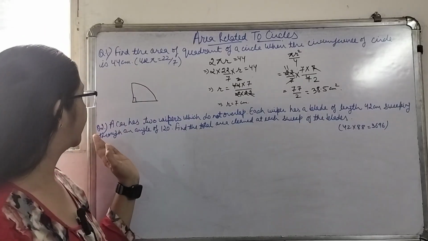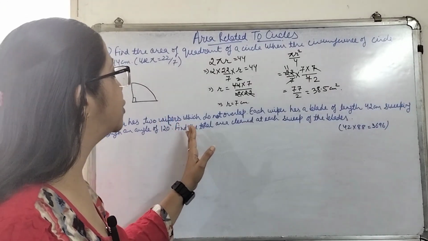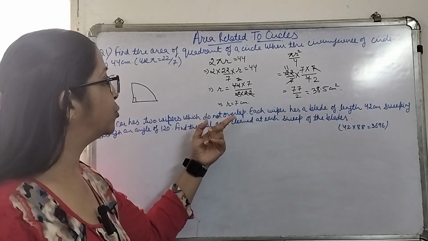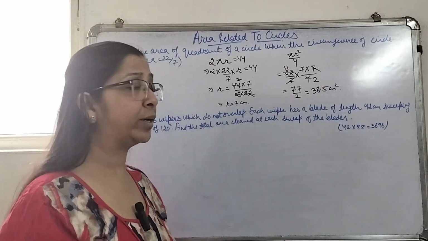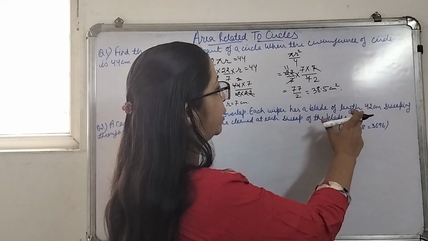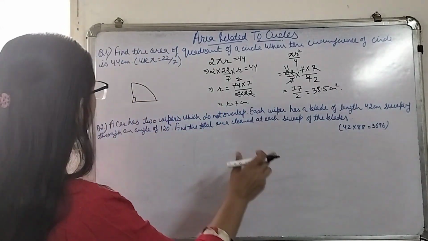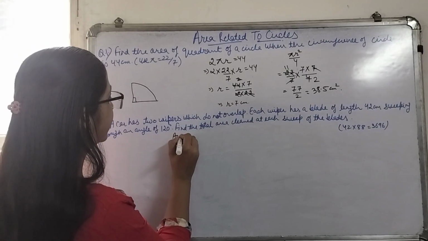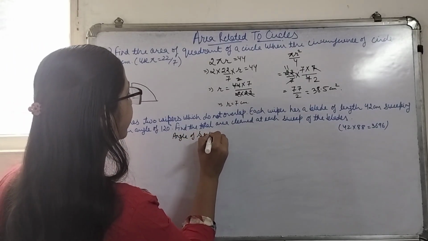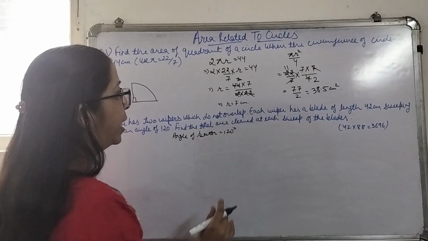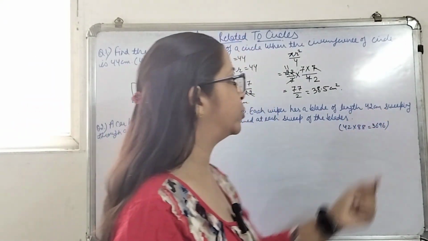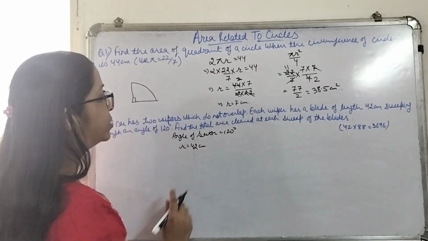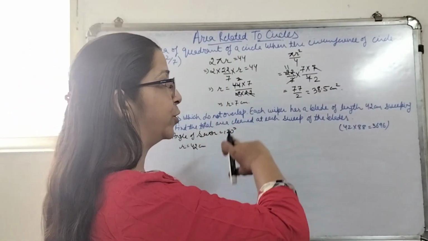Question number 2. A car has 2 wipers which do not overlap. We know that in a car there are 2 wipers, which do not overlap, meaning the area is not overlapping. Each wiper has a blade of length 42 centimeter sweeping through an angle of 120 degrees. That means the angle of the sector is given to us as 120 degrees, and this length of the blade is 42 centimeter. That means this is your radius. Radius is 42 centimeter. This much area it is going to cover.